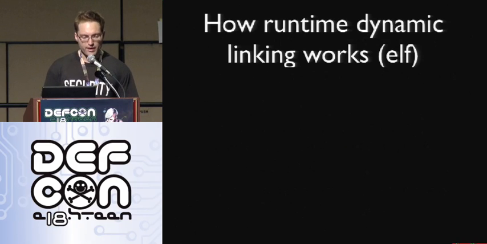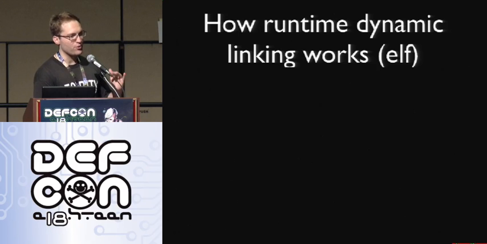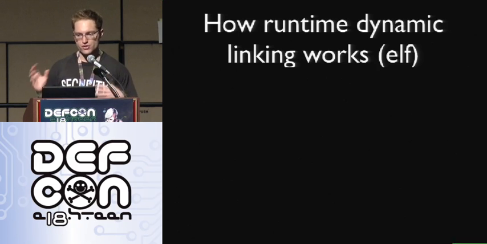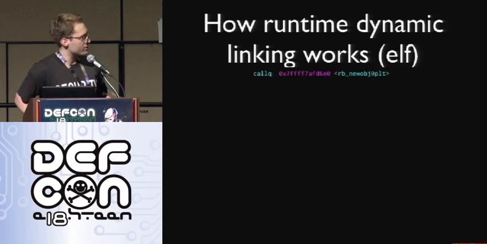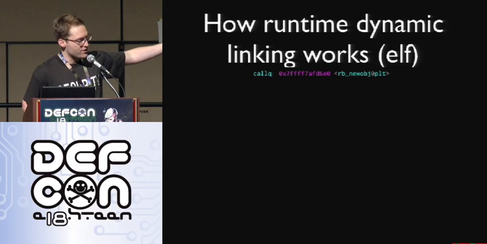So we need to talk a little bit about how runtime dynamic linking actually works. I'm going to describe how it works on ELF, but it works almost identically on Mach-O. And I'm going to have a pretty picture soon that shows the difference between ELF and Mach-O. The code is exactly the same, it's just the instructions are rearranged slightly. So here's a call instruction calling a function that's exported.